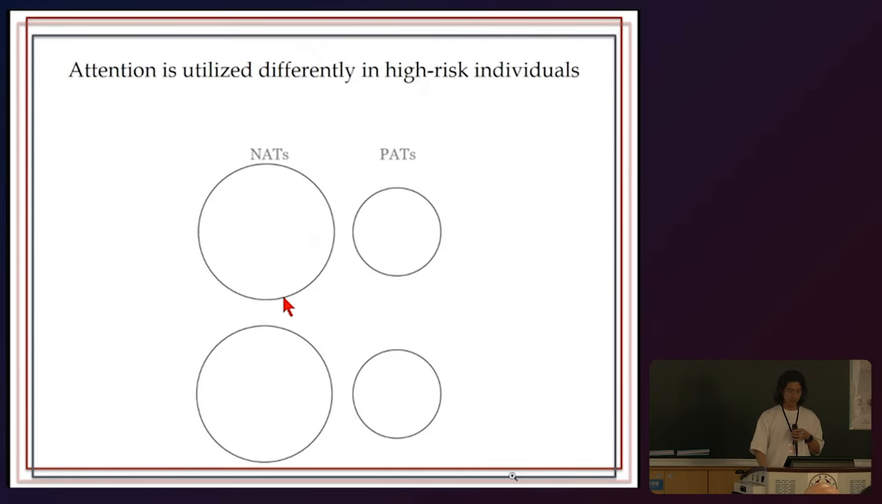So right now, we're trying to propose a toy mechanism to explain this. And I believe that attention is utilized differently in these two groups of individuals. So imagine that they have some sort of hidden attention capacity difference. Let's say NETs have more, and then PETs, the high risk, have less. When you ask them to do a high effort task, it's really hard for the PETs, so they occupy basically almost all the capacity here.